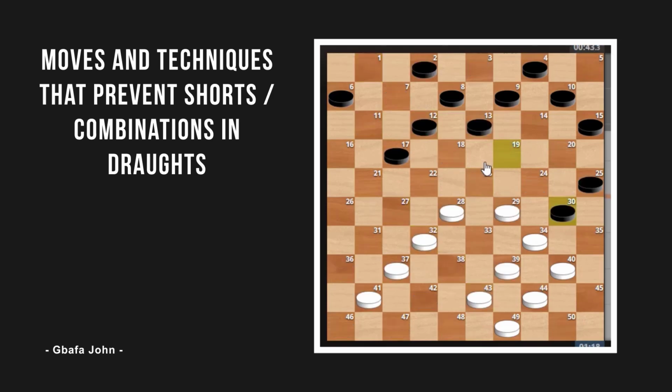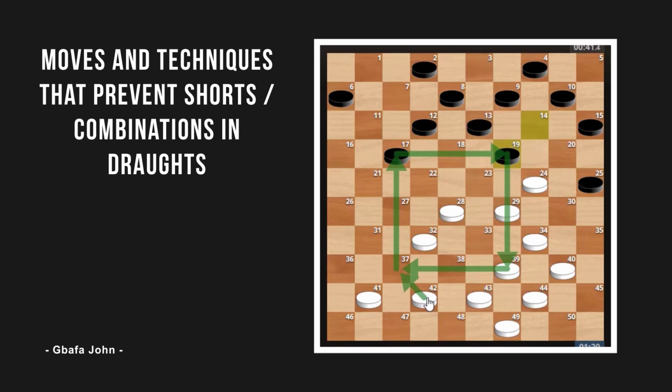Let's pick another example. Now with this one, black plays 14, 19, which creates weakness. If you draw the square, white needs to play 42, 37. And then black has to take to 30.